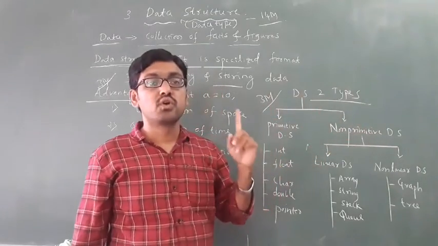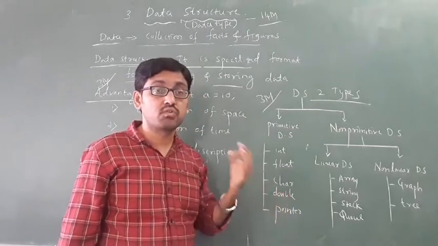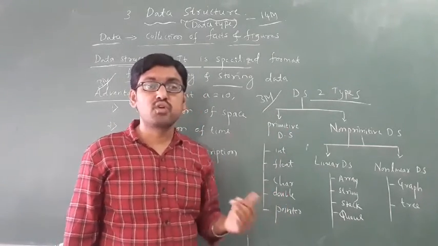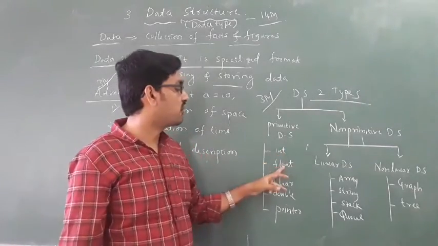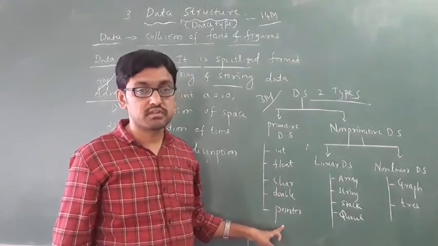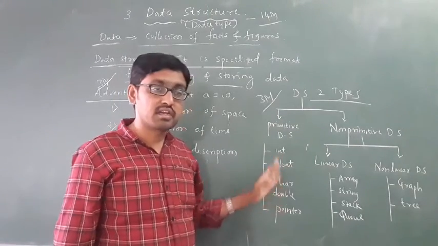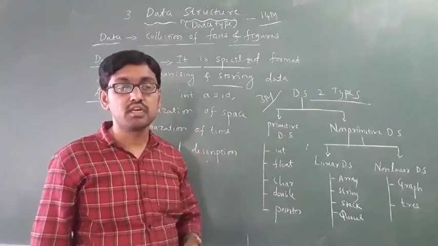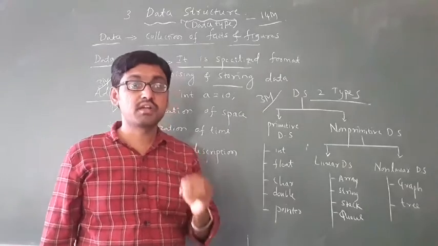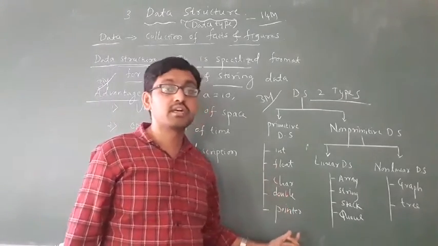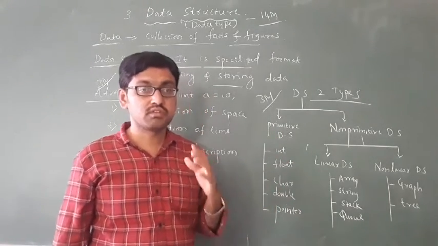a non-primitive data structure. Example for primitive data structure: you have already seen in first year, primitive data structure is nothing but fundamental data types. Fundamental data types are int, float, char, double, and one extra is pointer. This year you have to discuss this chapter. These are the primitive data structures. You have to remember this.